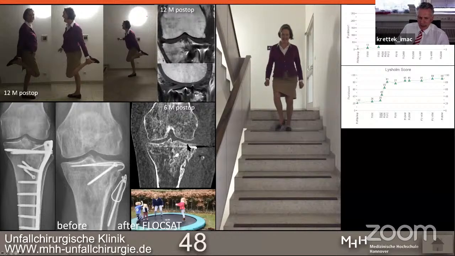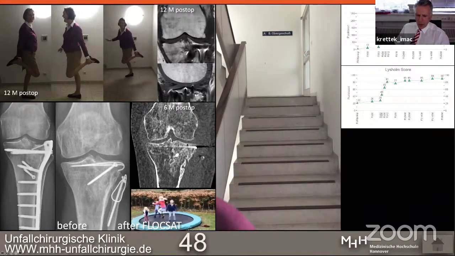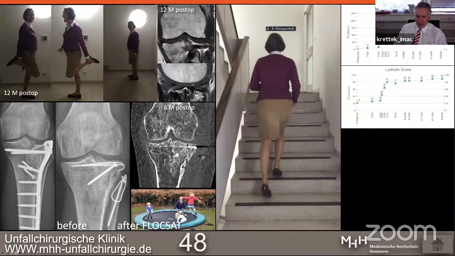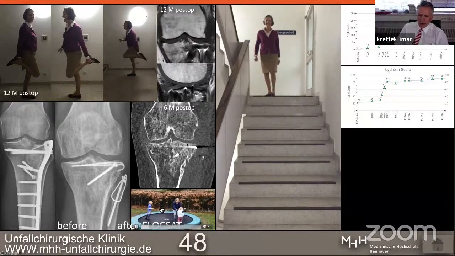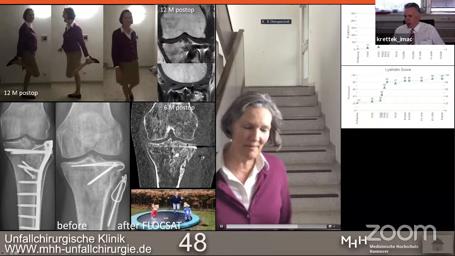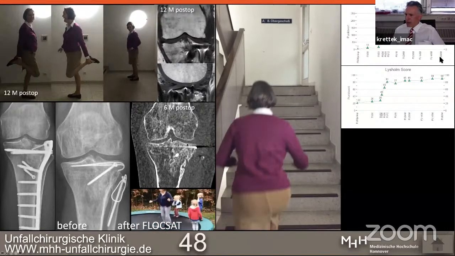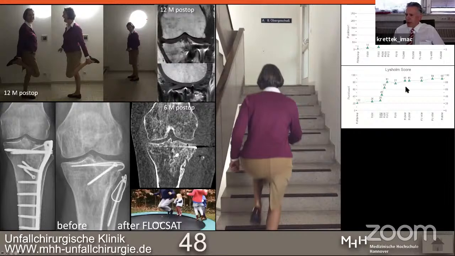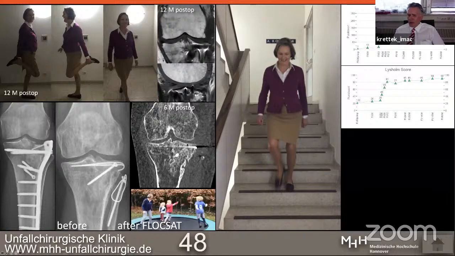And she had a good and sound ingrowth of her bony part of the transplant. Not only does it look good on radiograph, but her functionality is also good. You can read her on the Knee Society score. We now have 60 months follow-up, which is 5 years. Both very good values, on the Lysholm score and the Knee Society score.